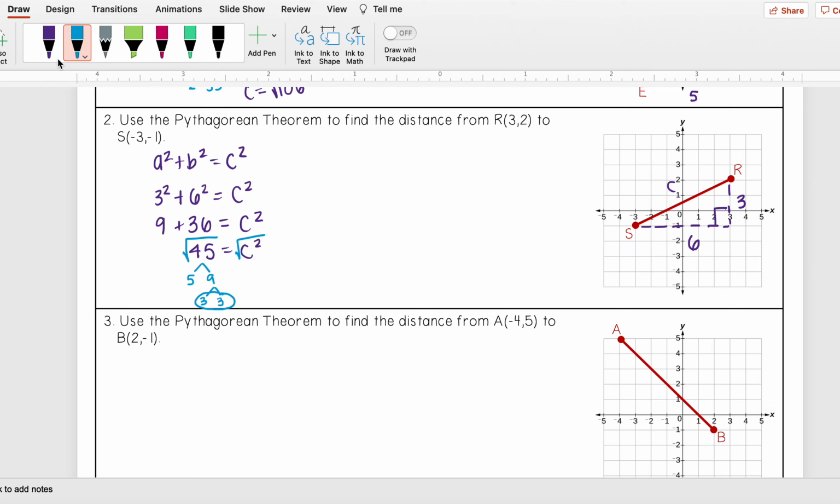And so when I'm writing that in simplified form, since I have a pair of 3's, that means a 3 comes out. And all I'm left with under the radical is my 5, since it did not have any pairs. So that means that the length of RS is equal to 3 square root 5.